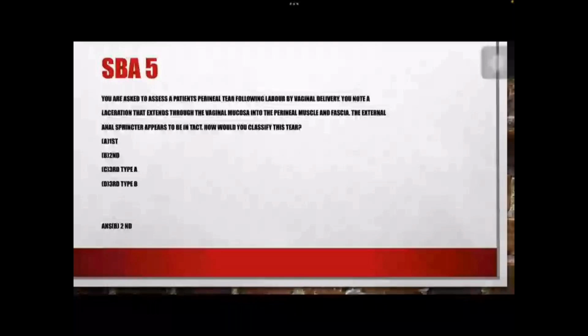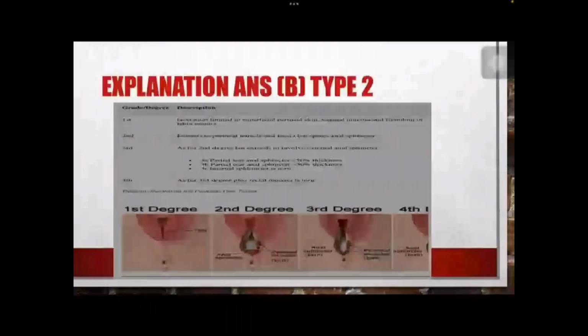So do you know any of the gradings of perineal tear? Yes. Grade 1 involves only the mucosa, and in grade 2 the muscles are also involved. In grade 3 there are three types, A, B, C. In A, less than 50% of the external anal sphincter is torn, in B more than 50% of the external anal sphincter, and in C both internal and external anal sphincter. Grade 4 goes up to the rectal mucosa. Yes, the answer is correct.